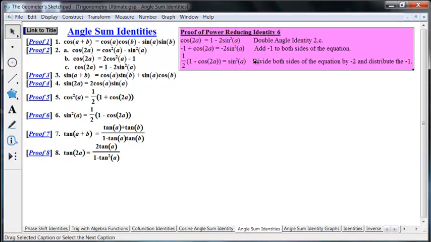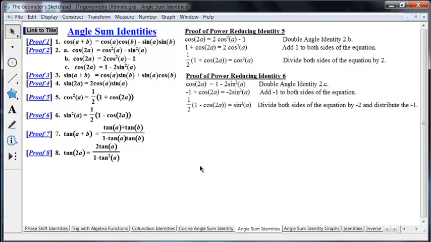In a similar manner, we have another power reducing identity. This time we take 2c, cosine of 2a equals 1 minus 2 sine square of a. Solve that for the sine square of a. So we subtract 1 from both sides, divide both sides by negative 2. So I'm going to distribute the negative 1, that makes it 1 minus cosine of 2a, and just leave the 1/2 out front. So we get sine square of a is 1/2, parentheses 1 minus cosine of 2a.